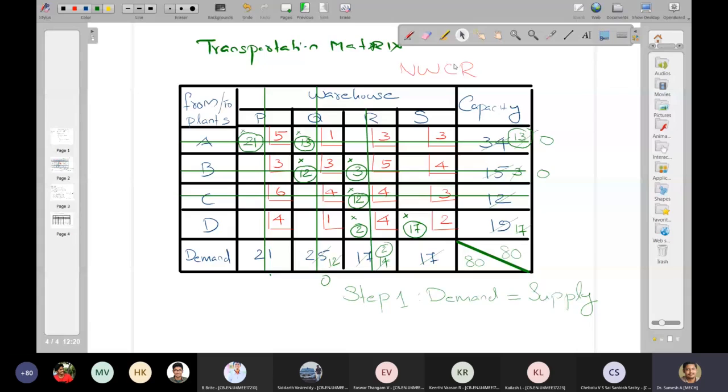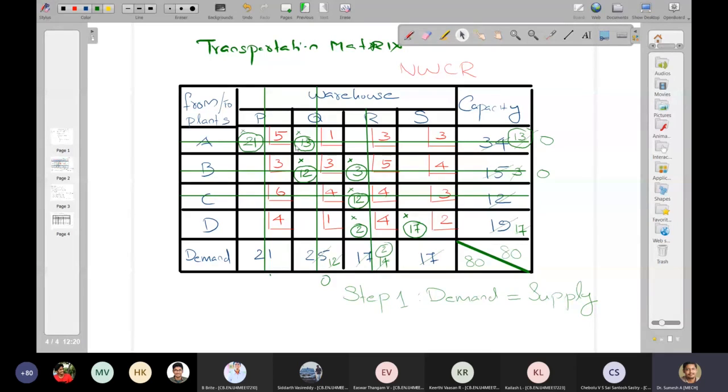So once again, first identify the northwest corner. The first northwest corner is AP. The AP demand is 25 and capacity is 34, so the entire demand is met over here, and the first column gets eliminated. The balance is 13. Now the new northwest corner is AQ, where the demand is 25 but the left out capacity is 13.